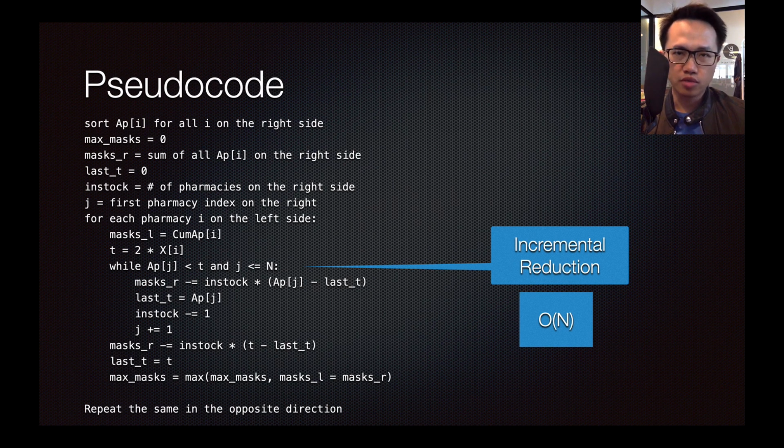And so what you need to keep track of, other than masks R, is the in stock, which is the number of pharmacies that are still in stock. You also need to keep track of the last t, which is the last time you updated the masks R. And that's it. Take a look at the pseudocode. It's a pretty simple way to do incremental reduction, and that's all you need to score 100 points in this problem.